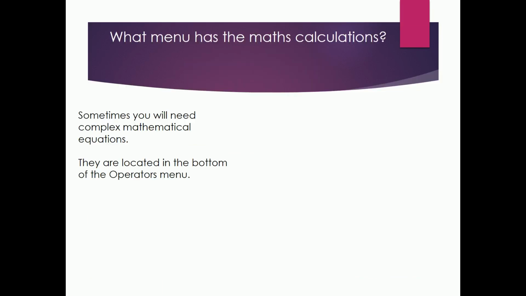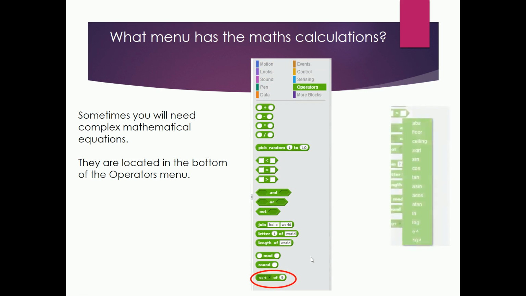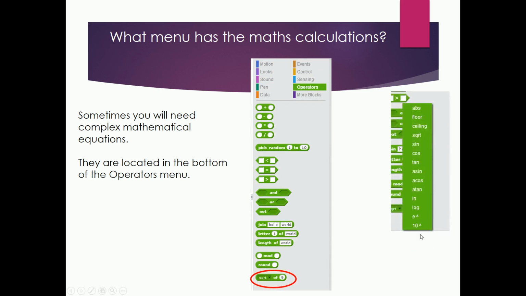So what menu has the math calculations? Sometimes you're going to need to make some real complex mathematical calculations, and they're located inside the operators menu, the green options inside of Scratch. Right down the bottom here, there's a whole heap of other mathematical functions that you can choose from. These range from high-level mathematical functions that you can use inside of your game. That's just something you need to be aware of. There's also the add, times and all that up the top.